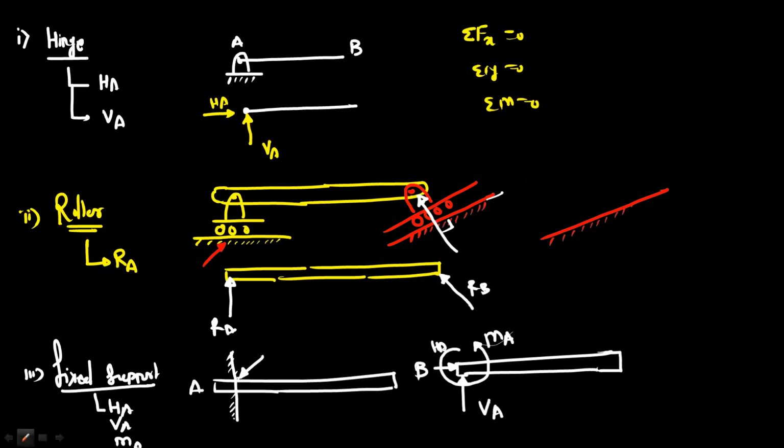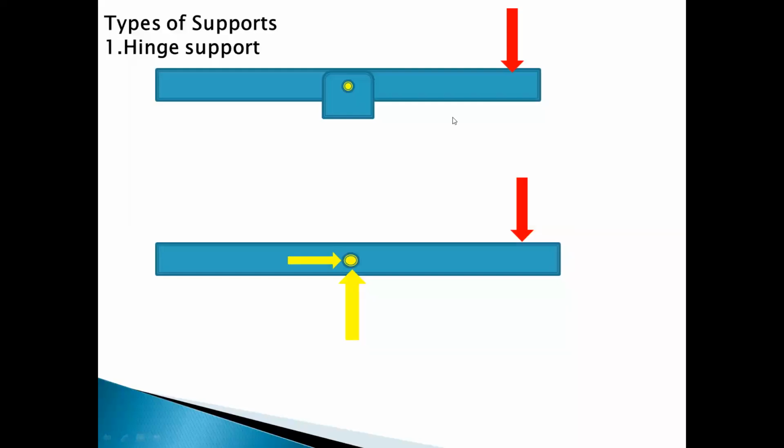Now we will discuss the types of load. We have seen the types of supports for the equilibrium. Here you can see the animation for the hinge support. Suppose we apply the force on the beam AB, which is supported by using the hinge support. The hinge support we can consider as a pin joint.